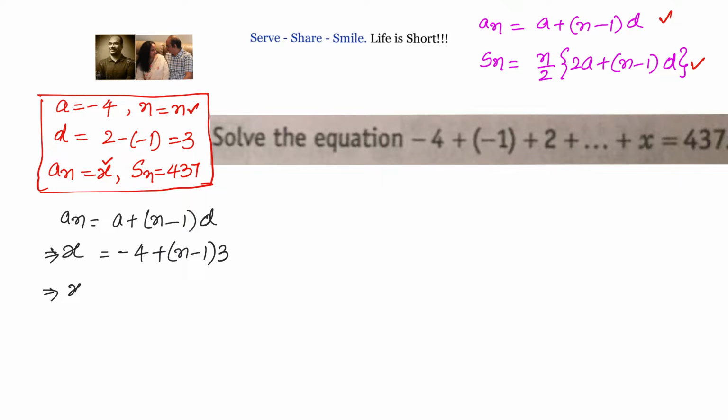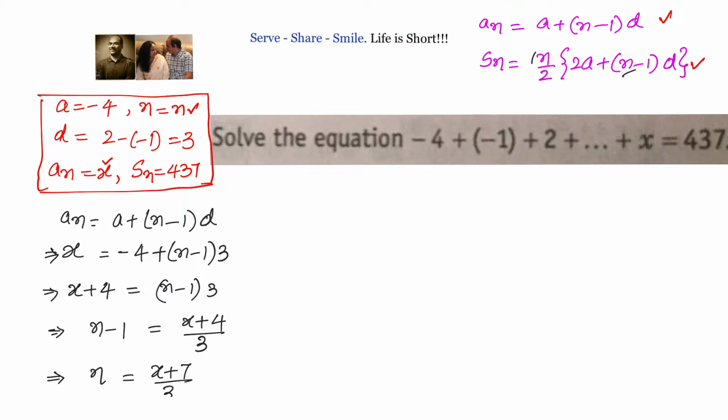Can we get that 4 to this side? We'll have x plus 4 equals n minus 1 into 3, or we can write n minus 1 equals x plus 4 divided by 3. What we are trying to do with this formula is get n in terms of x, so that in the second formula, wherever n is there, we will change that to be in terms of x. N equals x plus 4 by 3 plus 1. Take LCM, you will have x plus 7 by 3.